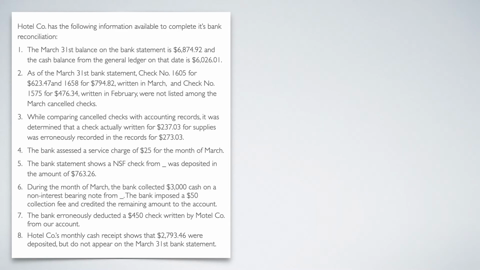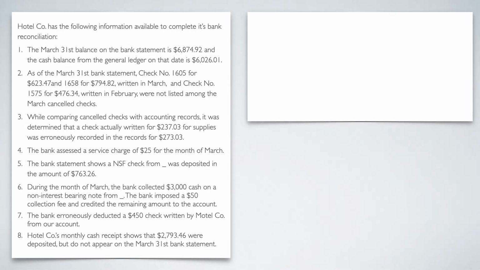So we know in order to do a bank reconciliation, it's going to take two sides. We need to put the bank side and we need to put the book side. That's our starting point. Now, each of those has the same starting point under them relative to where they come from. So let's look at the first one. It says the March 31st balance on the bank statement is $6,874.92. Now, that's from the bank statement, so that would be called our unadjusted bank balance.